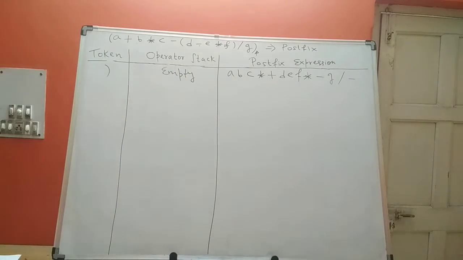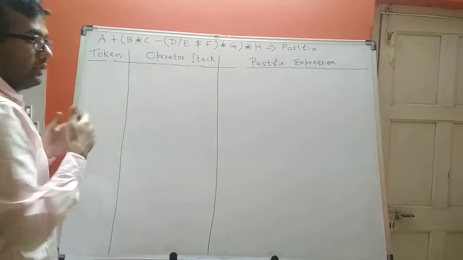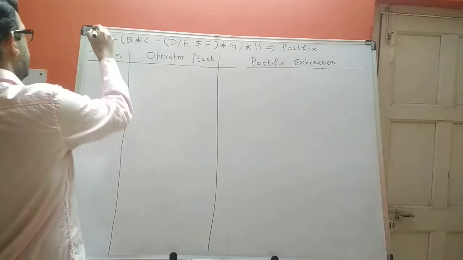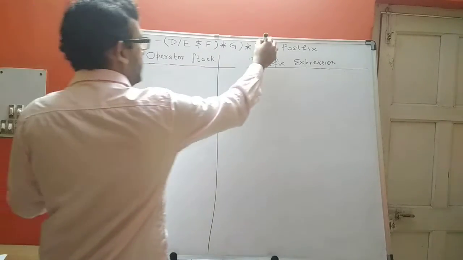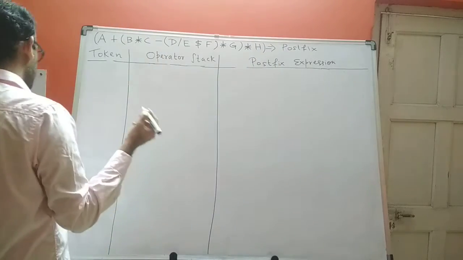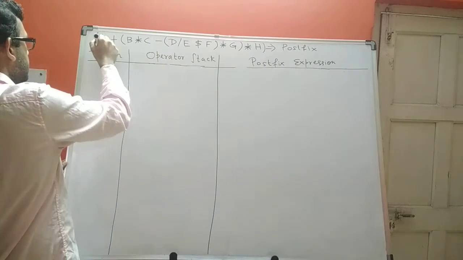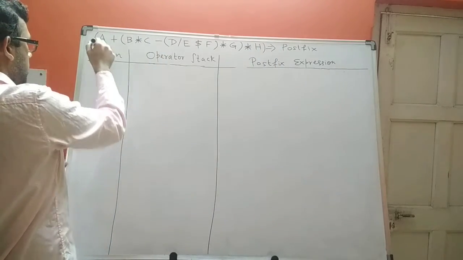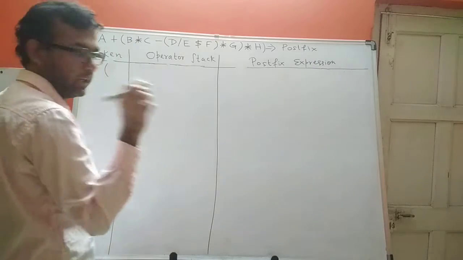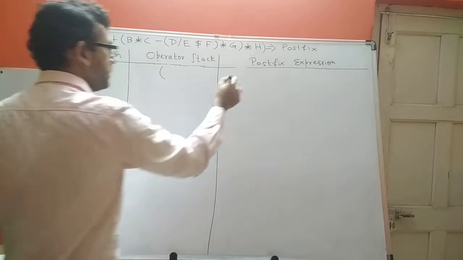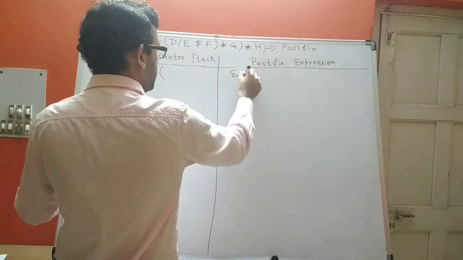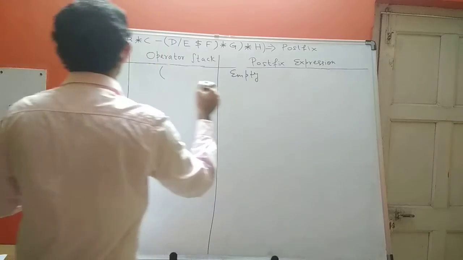So I hope you've understood this. What I'll do is I'll take up another example. Okay, let's look at another question. The first thing that we do is we add an opening parenthesis and a closing parenthesis and we start our operation. So the first token is opening parenthesis. It is an operator. So I'll push it onto my stack and my postfix expression is initially empty.